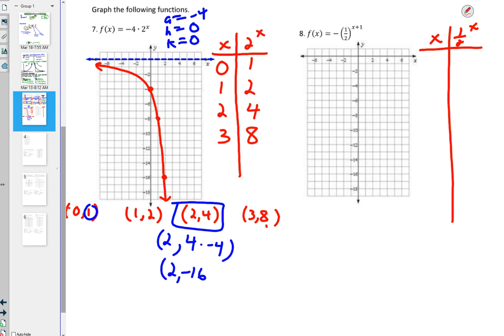Kiara, what's the first x I told you should start with? Because it always works out the best. 0. The reason why 0 is because any number to the 0 power is always going to be 1. What did I tell you should pick after that?